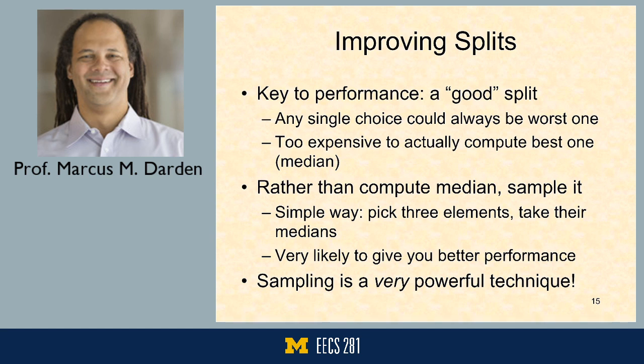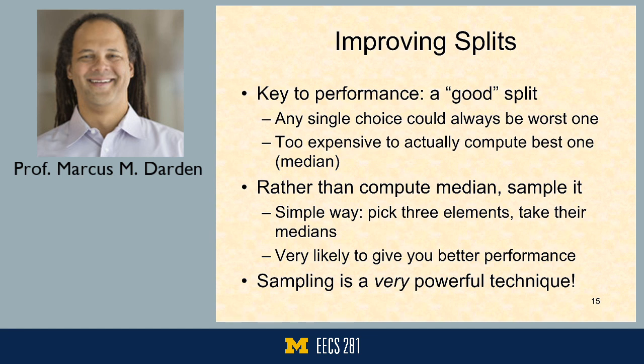So another way to do this is, instead of doing the full calculation of the median, we could sample the median. One simple way to do it is to just pick 3 elements and then take the median of those 3 elements. The good news about that is I can do that in a constant amount of additional time. One simple way to do it is pick the first item in the range, the last item in the range, and the middle item in the range. There you go. You can calculate that in constant time.